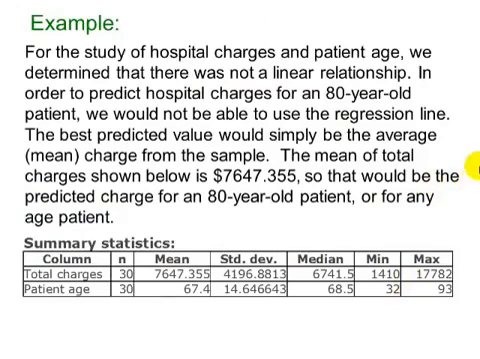So in this example of hospital charges and patient age, we determined that there was not a linear relationship between the two. In that case, if we wanted to predict hospital charges for an 80-year-old man, we would get the same answer as we would for a 20-year-old man, which would just be the average charge from our sample data. So the mean of our charges from our sample data was $7,647.36. So that would be our predicted charge for an 80-year-old patient or for any age patient.